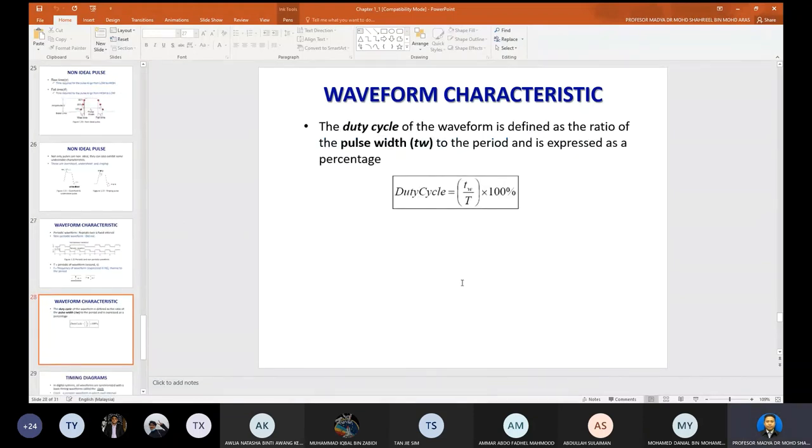Okay, the next characteristic is the duty cycle. The duty cycle of the waveform is defined as the ratio of the pulse width to the period and is expressed as a percentage. So this is the duty cycle: pulse width divided by period, multiplied by 100%, because the duty cycle is in percentage. This is another formula that you have to remember to calculate the duty cycle.